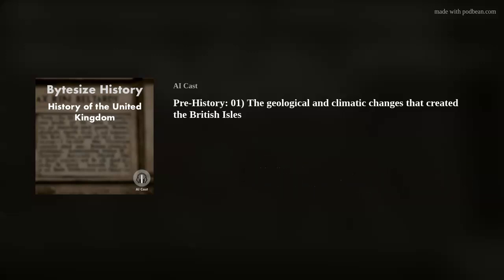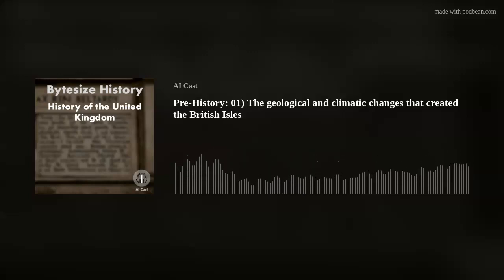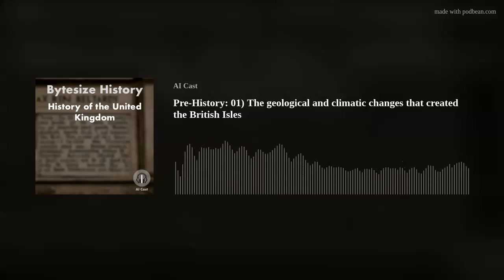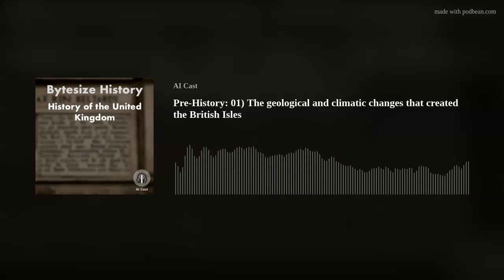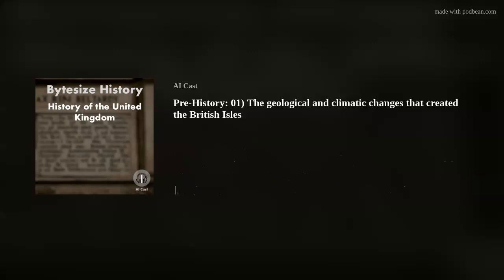coast of Ireland. During the Paleozoic era, which began around 541 million years ago and lasted until about 252 million years ago, the British Isles experienced a series of geological events that would shape the landscape. The first event was the Caledonian orogeny, a mountain-building event that occurred around 400 million years ago. This produced the Scottish Highlands and other mountain ranges in the British Isles.